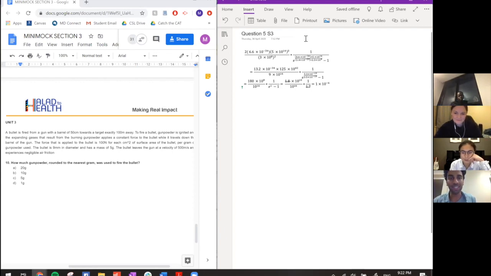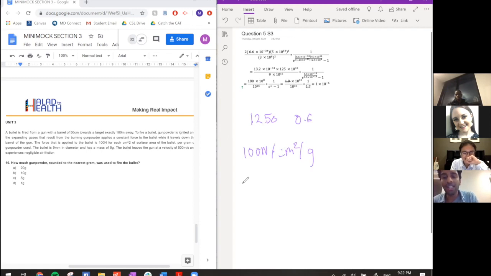I'm going to start off by going back to the idea that I have the force already provided, so 1,250, and I know the surface area as being 0.6. What I've got left to do is figure out the grams of gunpowder. For every 100 newtons, essentially for every surface area to gram, to figure out the amount of grams required to exert a force of 1,250, all I have to do is plug in 1,250 equals 100 times the surface area of that certain bullet, so 0.6, times the grams of gunpowder, which I'm trying to figure out.